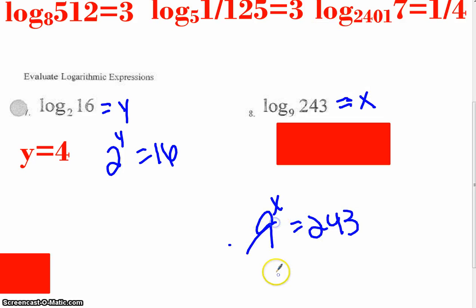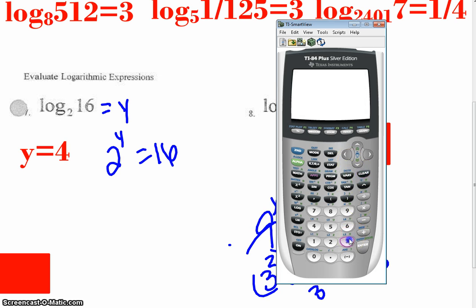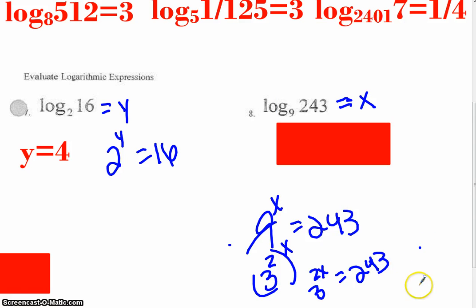So we got to break this 9 down, and it becomes 3 squared to the x is equal to 243. So this is 3 to the 2x is equal to 243. So 3 to what power is 243? Trial and error, I would start with 3 to the 5th, and I got it. Lucky guess. So 3 to the 5th is 243. So this means 3 to the 2x is equal to 3 to the 5th, which means that 2x is equal to 5, divided by 2, x is equal to 2.5.